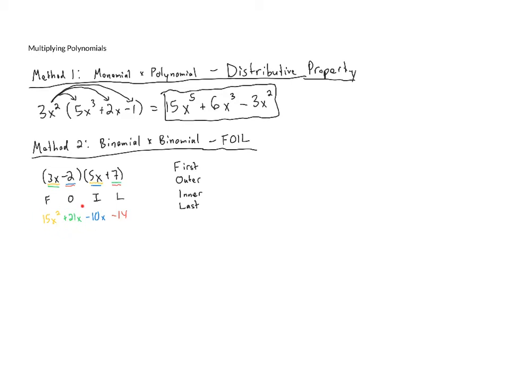15x squared plus 21x minus 10x minus 14. There's one more step to being finished here. We can combine like terms. When we do that, this gives us 15x squared plus 11x and then minus 14.